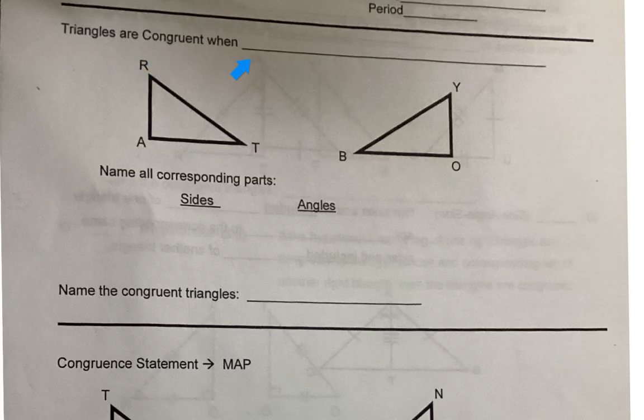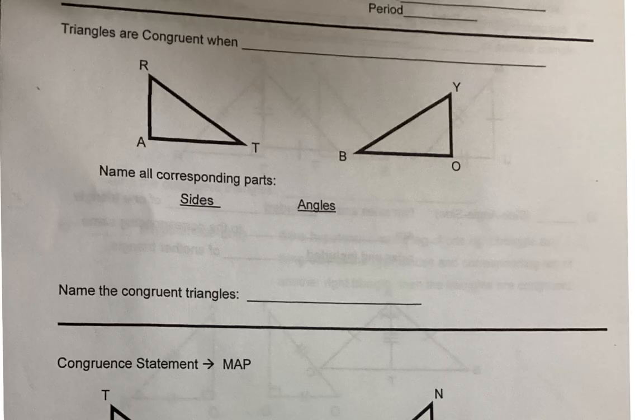Triangles are congruent when the corresponding parts are congruent. You'll see that when you write it down. If we drop down here, what are the corresponding parts? We have all three of our sides that we want to be congruent, and we have all of these angles corresponding. Corresponding just means in the same location on both of the separate triangles.